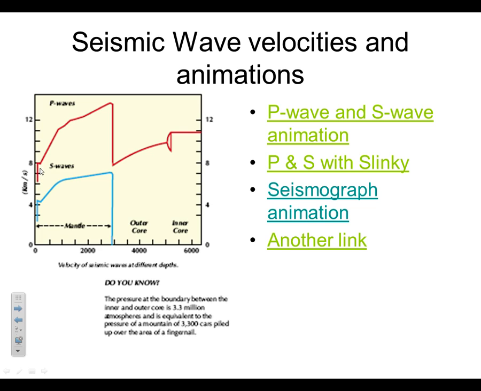So what you see is the P waves are starting to travel faster, so are the S waves, in the mantle. But then look at the S waves stop at the outer core. Why do the S waves stop when they get to the outer core? Because S waves cannot travel through liquids. Okay, so S waves cannot travel through liquids. That's why you see them stopping in the outer core.